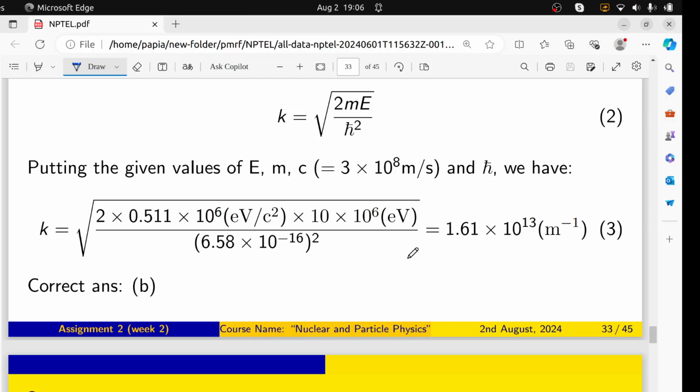Just try to calculate this question by yourself. If there is some problem in the energy unit conversion factor, then obviously you just let me know. I don't want to calculate that right now by hand because it's a very simple thing: only 2, then multiplication of 0.511 into 10 to the power 6 eV by c square, then we have to multiply that with c also. Then 10 into 10 to the power 6 eV, divided by h bar, which is 6.58 into 10 to the minus 16, and then the whole square, then the whole root, then it will come in meter inverse.